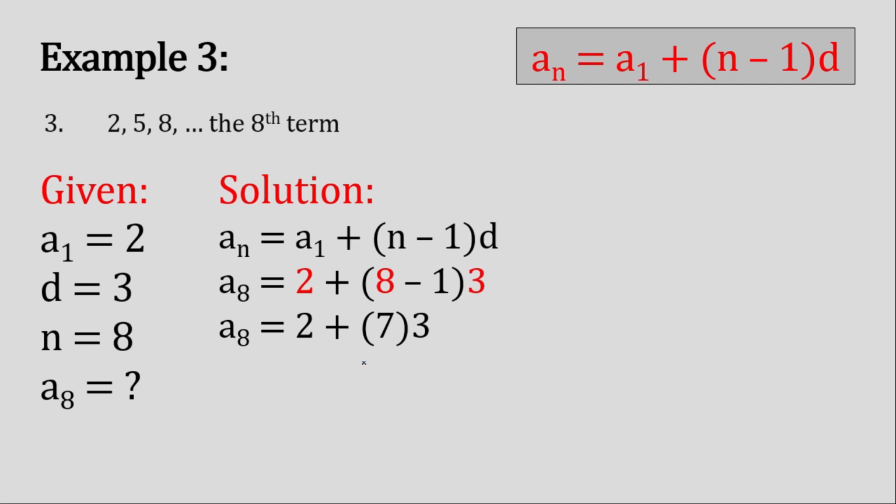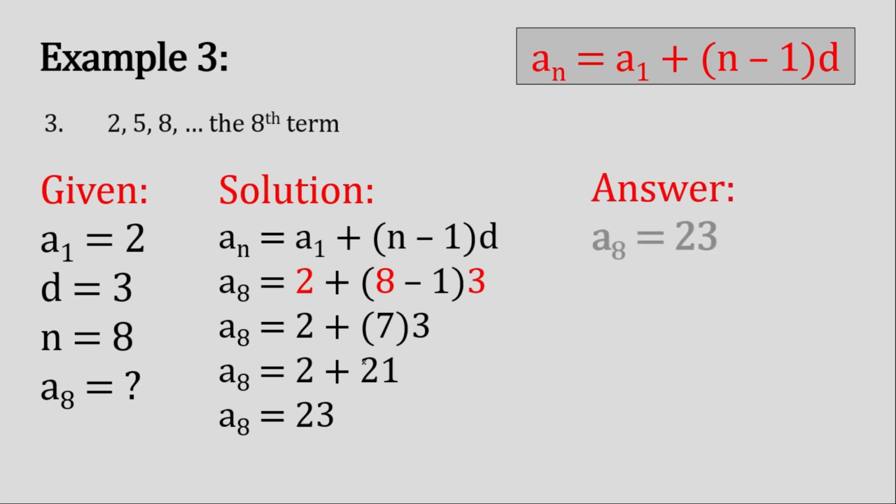Then let's solve 7 times 3. That is 21. So a sub 8 is equal to 2 plus 21. So that is 23. So the answer for this is a sub 8 is equal to 23. So this is how to answer this kind of question.